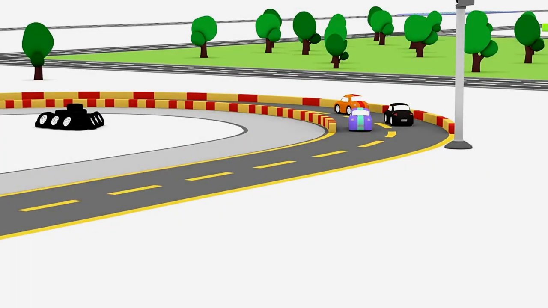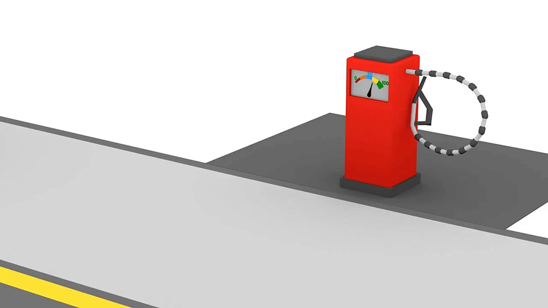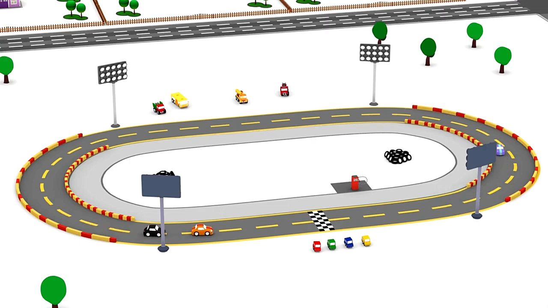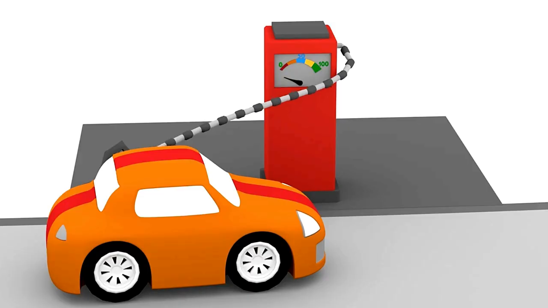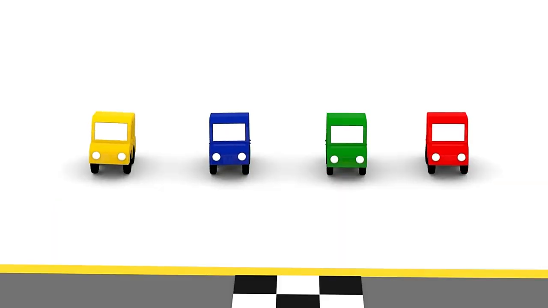This is a racing track. Three cars are racing. The purple car refueled. Cars can't drive without gas. Oh, there is no more gas. A fuel truck can bring more fuel.